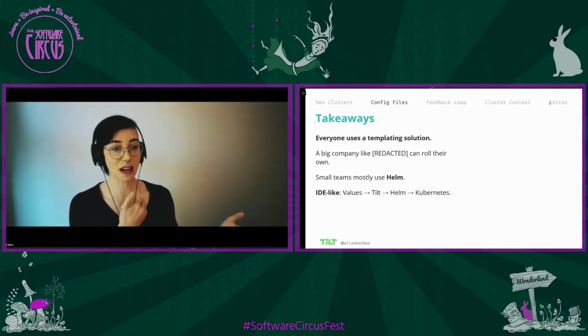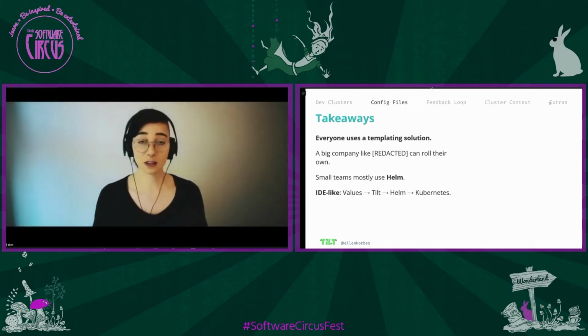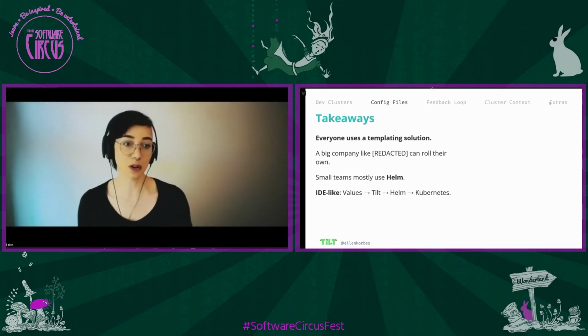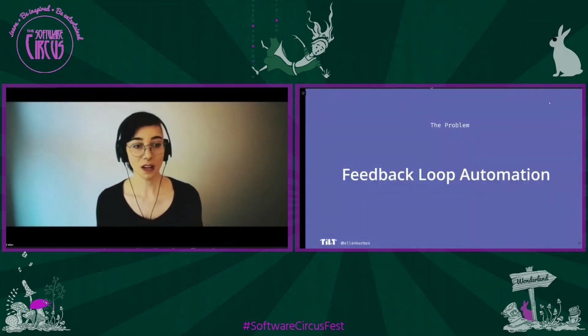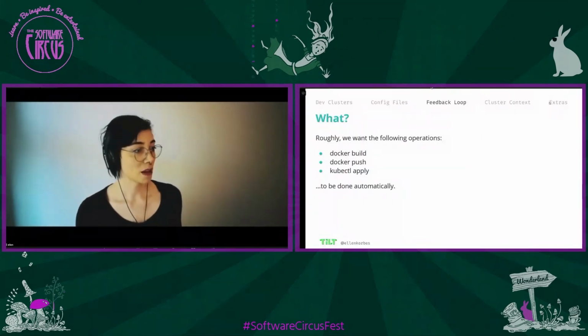So you change a value, a tool like Tilt is going to detect the change, it's going to call Helm, Helm's going to create the new thing, and then we're going to feed that into Kubernetes. Developer doesn't have to be aware of any of this, they just change a value, and things are working automatically. Feedback loop automation, this is where my company comes in, this is what Tilt does.